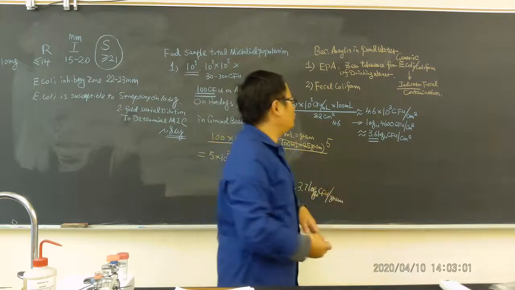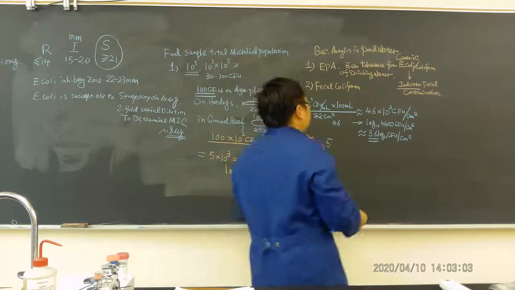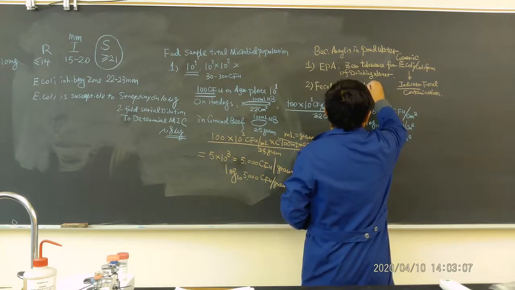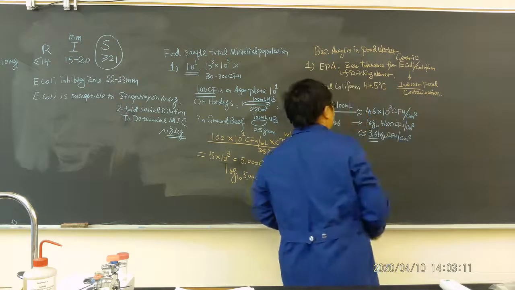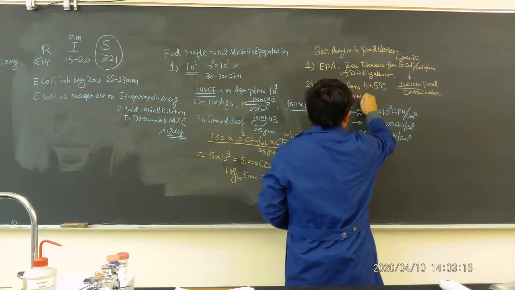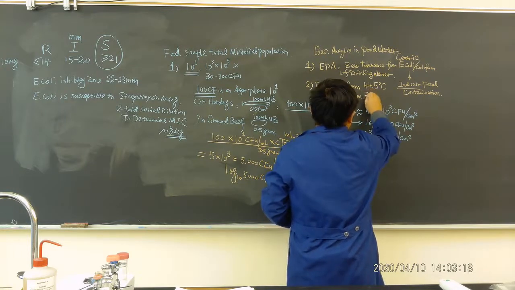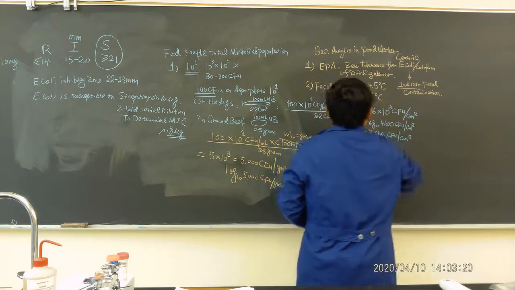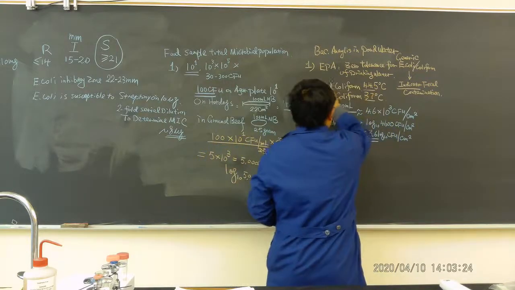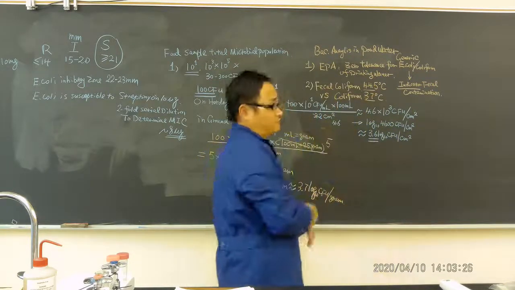That's all the same, but what's the difference between them? It's the incubation temperature. The fecal coliform we incubate at 44.5 degrees Celsius. A common coliform, we usually incubate at 37 degrees Celsius. So the temperature difference is a major difference between fecal coliform and coliform.